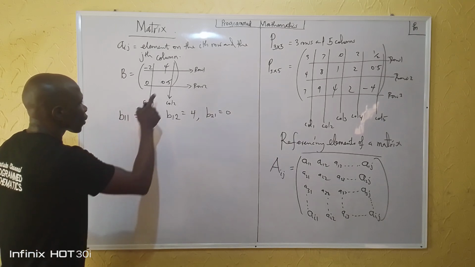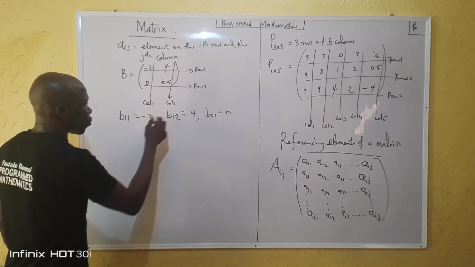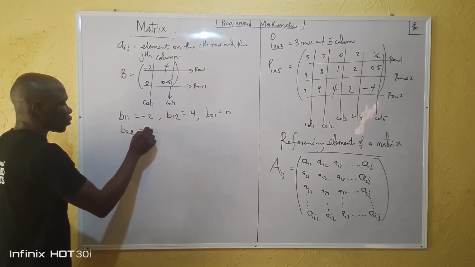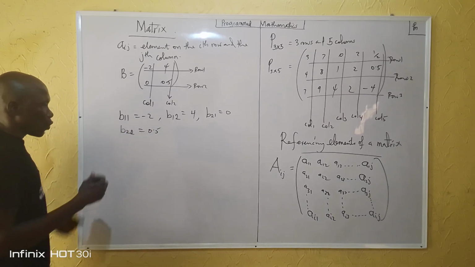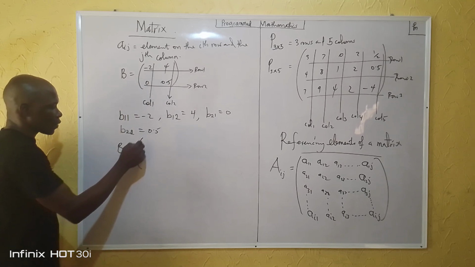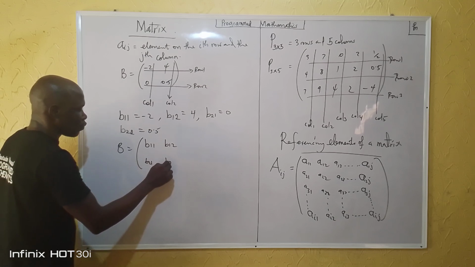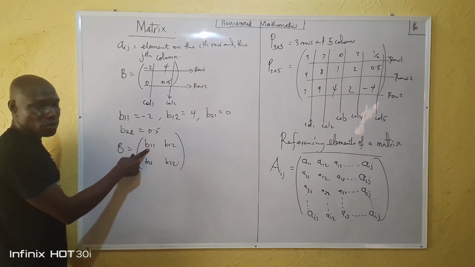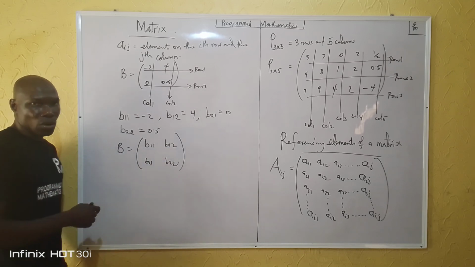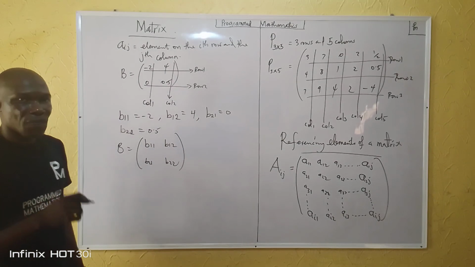In this case, 0.5 is found on the second row, second column. Second row B2, second column 2, so 0.5. Which means generally, in this matrix B, I can write this as B11, B12, B21, and B22: first row first column, first row second column, second row first column, second row second column. So this is how we refer to each element of a matrix.